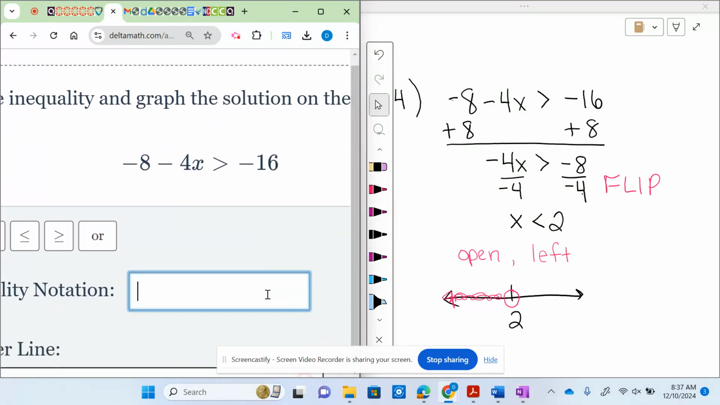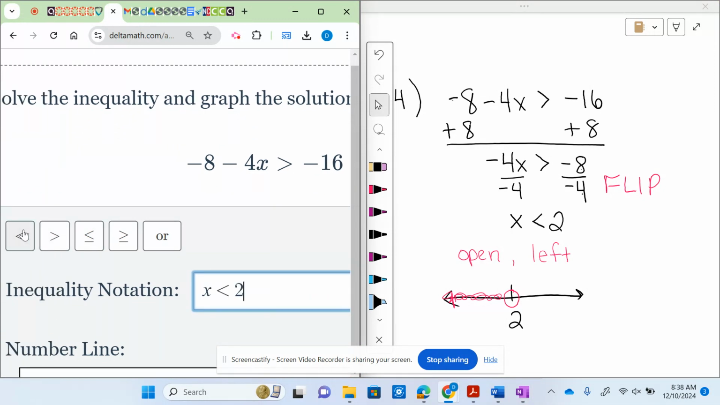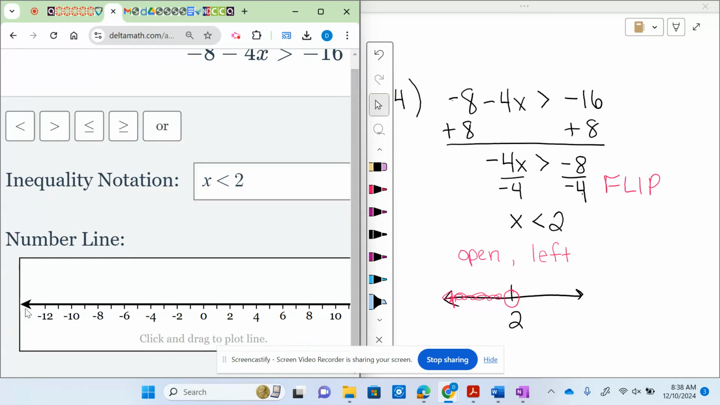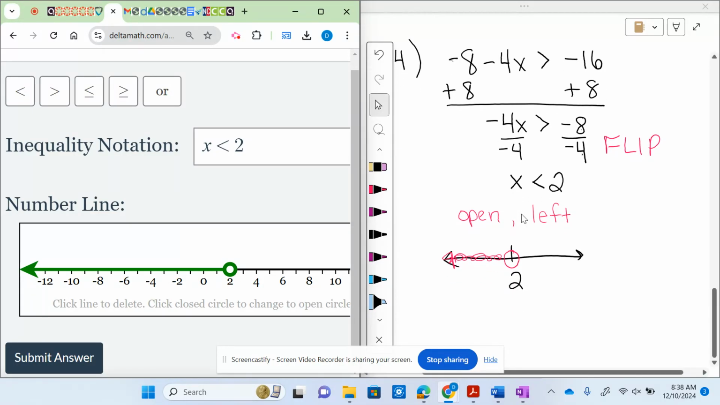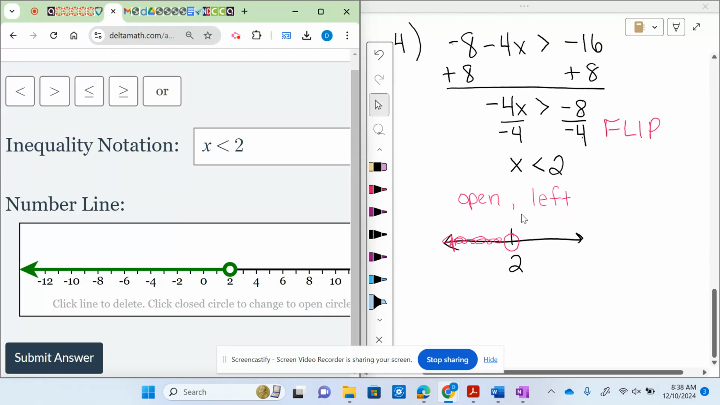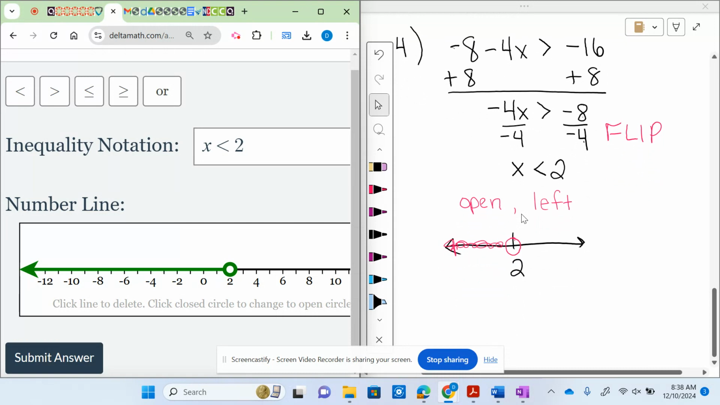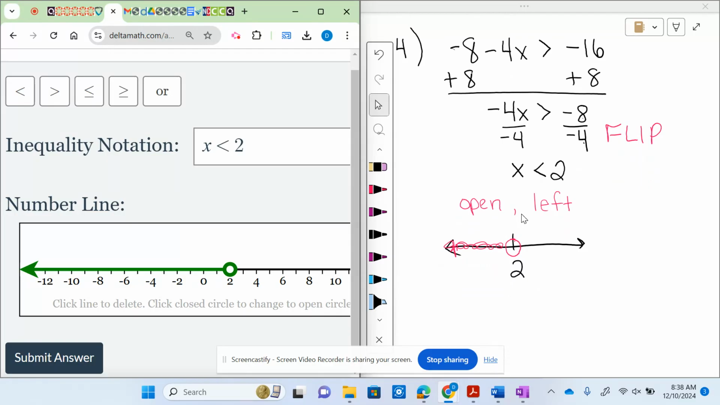So in Delta Math, x is less than 2. I'm going to come from this side and drag it all the way to the 2, and then click on the circle so it's opened. So go to the left side, drag it all the way back to the 2, and then click on the circle because you need it to be opened. Who needs more time with that one?